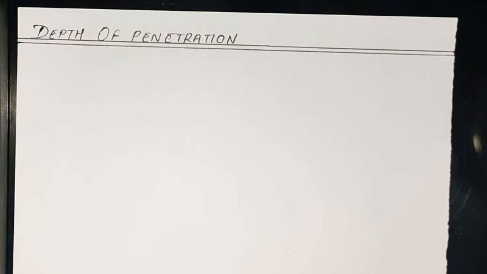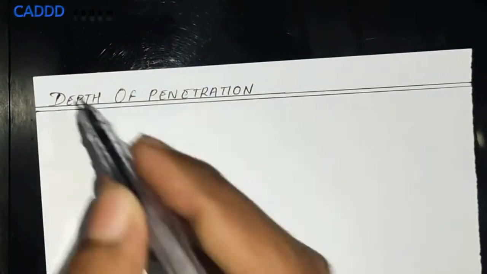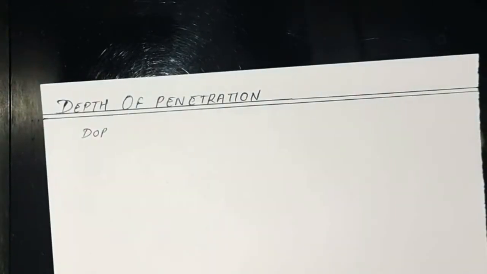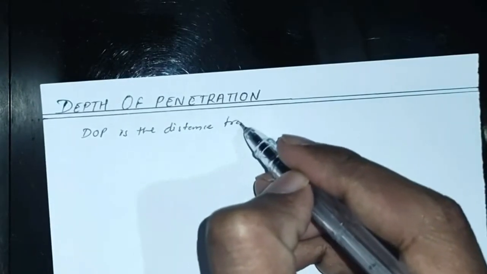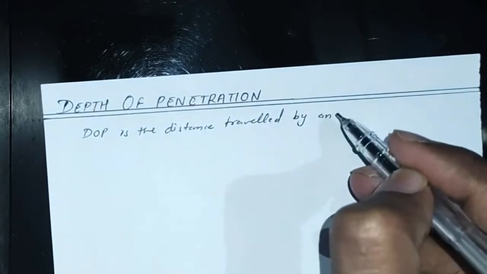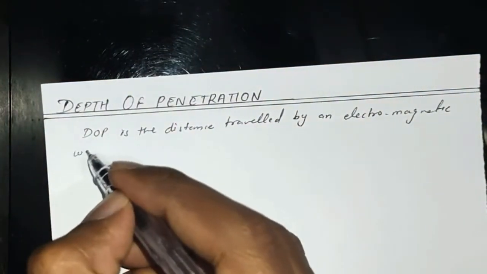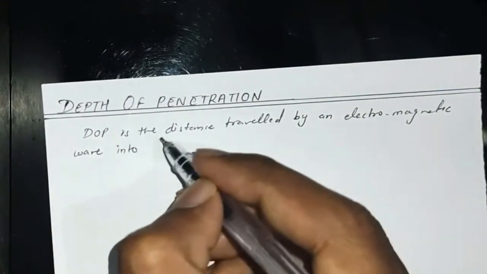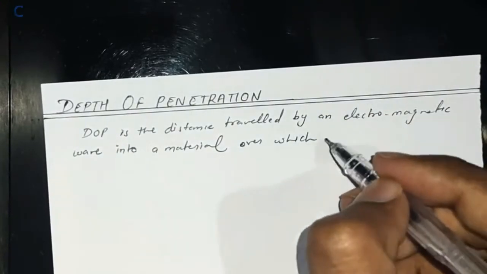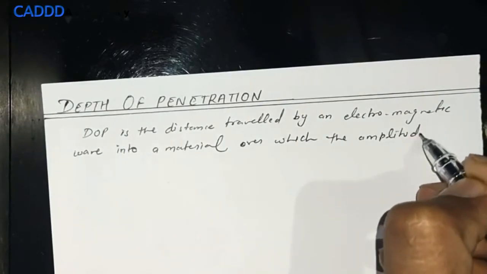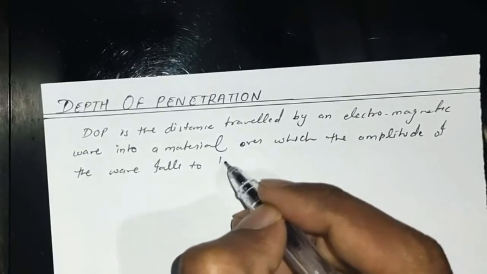In this lecture of electromagnetic field theory, we are going to discuss the depth of penetration. We'll start with the definition of depth of penetration, I'll simply write that as DOP, is the distance traveled by an electromagnetic wave into a material over which the amplitude of the wave falls to 1 by E times.